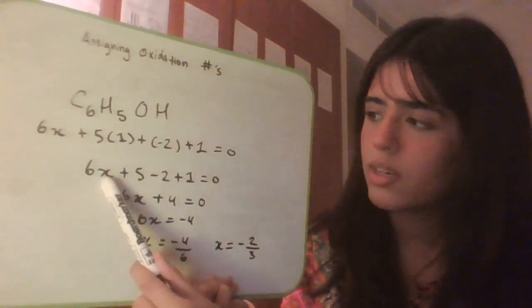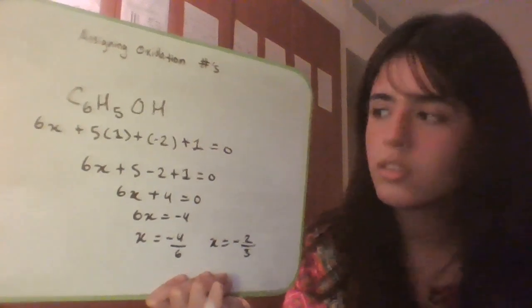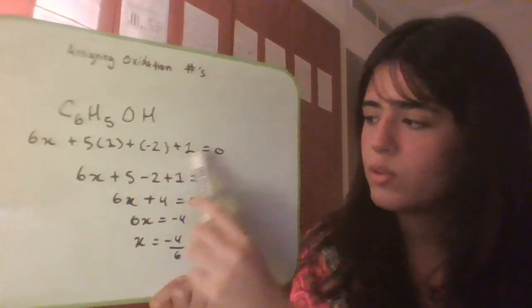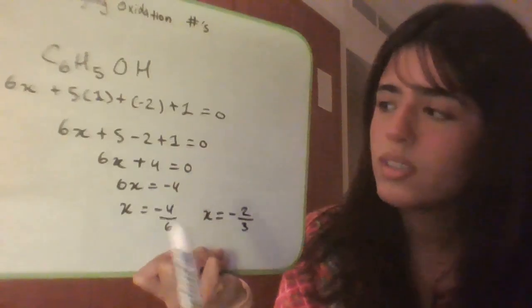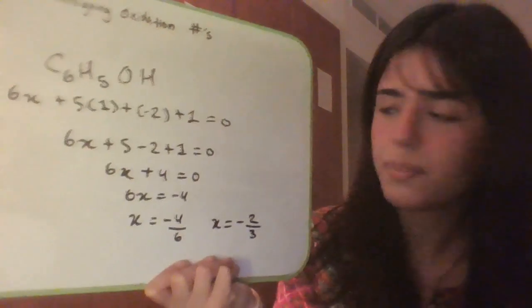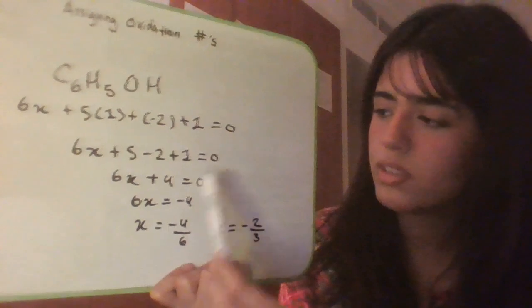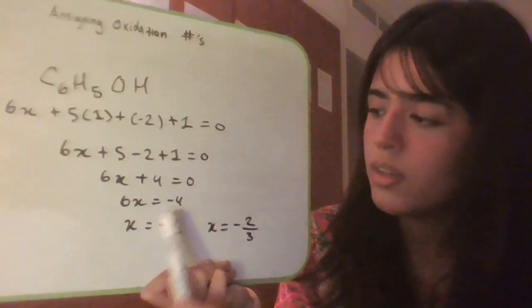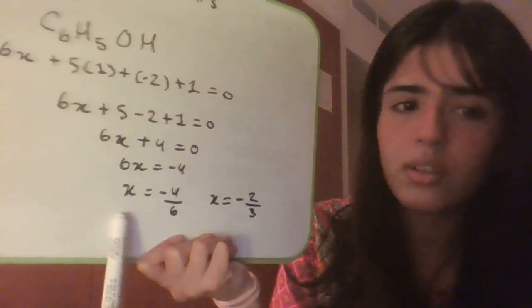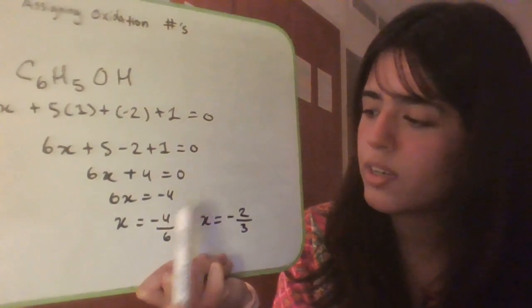6x, I'm just going to expand everything that I need to. 6x plus 5, -2, plus 1. Adding all these together, we get plus 4. So 6x plus 4 equals 0. Move the 4 to the other side and you get 6x equals -4. Flip the sign when you move it to the other side. And then finding x on its own, you get x equals -4 over 6.